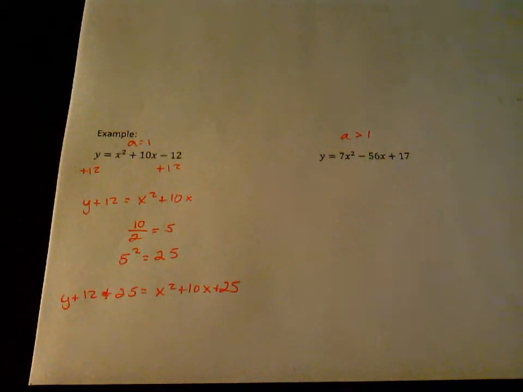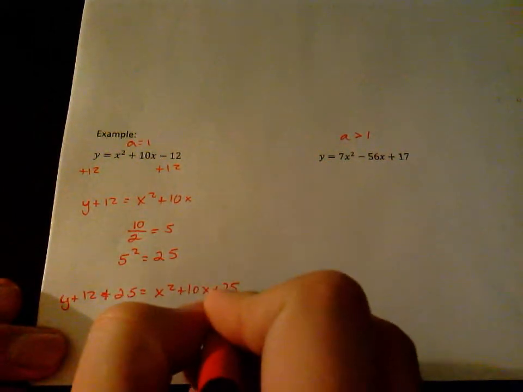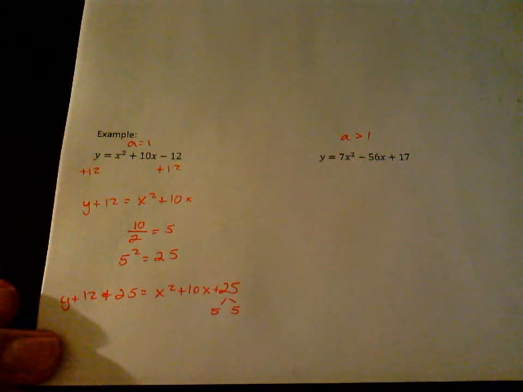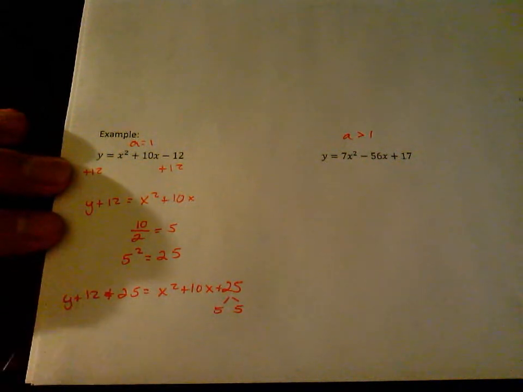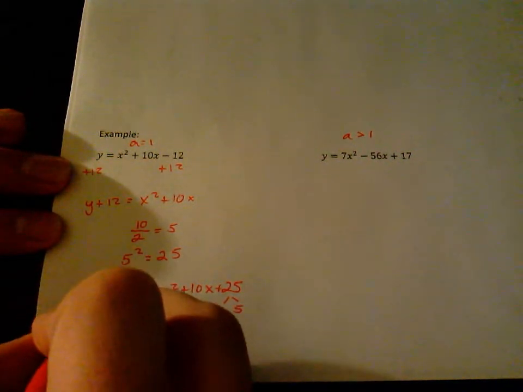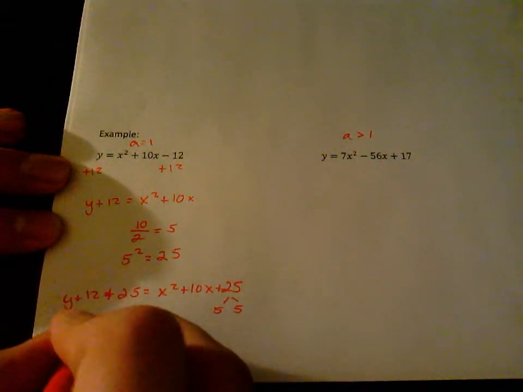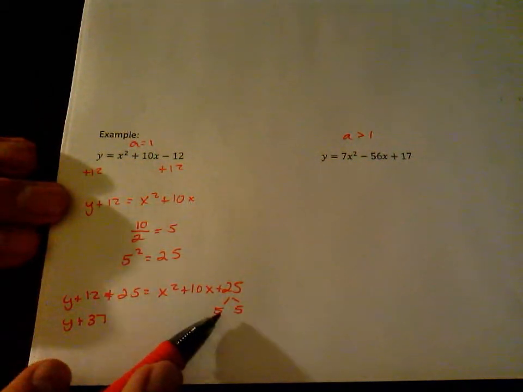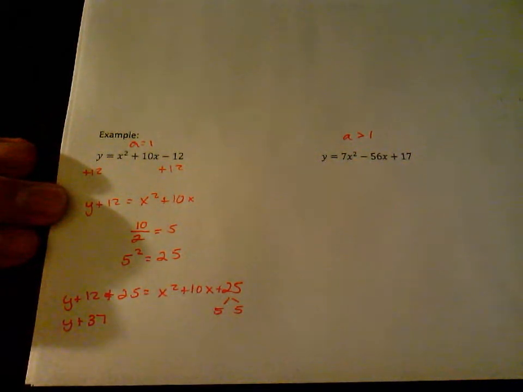Our next step is to factor this. So our two numbers that multiply to give you 25, that add to give you 10, well 5 and 5. And then I'm going to reduce this side at the same time. So this should be y plus 12 plus 25 is 37. I'm sorry I'm doing two steps at once. The only reason why is to save room.